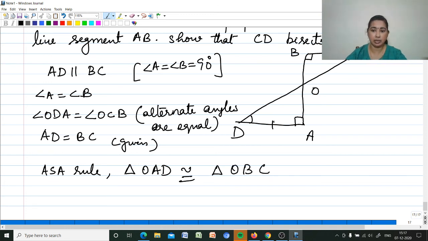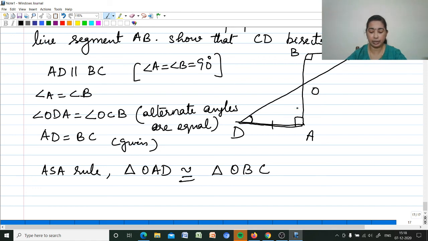So we can see here angle A and angle B are the same, angle D and angle C are the same, and also the line segment in between, that is AD, is equal to BC. Therefore two angles and one side of triangle OAD are equal to two angles and one side of triangle OBC. Therefore triangle OAD is congruent to triangle OBC. And so we got that these two triangles are congruent triangles.